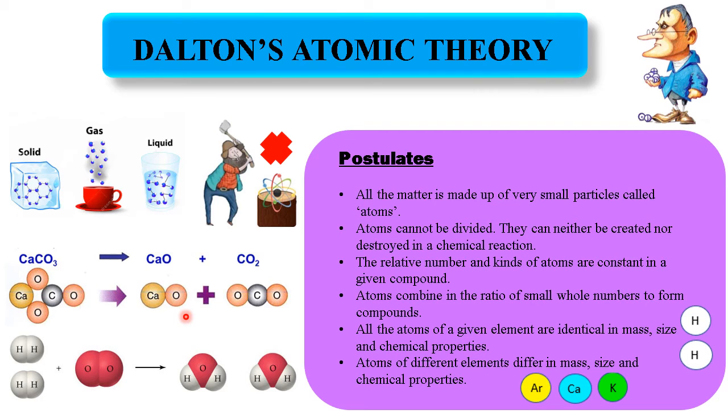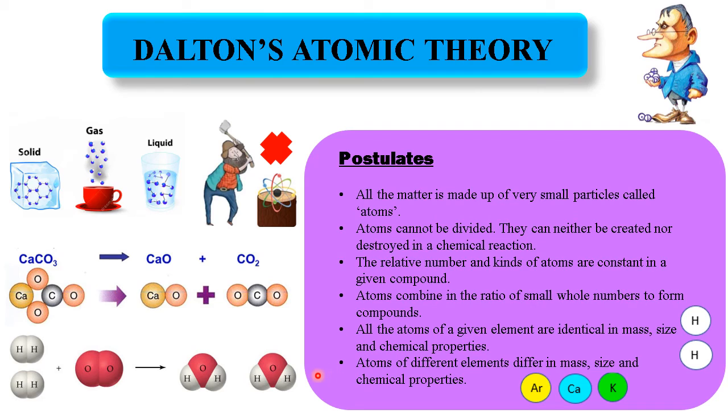His third postulate stated that the relative number and kinds of atoms are constant in a given compound. By this postulate, he explained the law of constant proportion. Since the number of atoms, the kind of atoms, and the mass of atoms of each element in a given compound is fixed, therefore, a compound will always have the same elements combined together in the same proportion by mass.